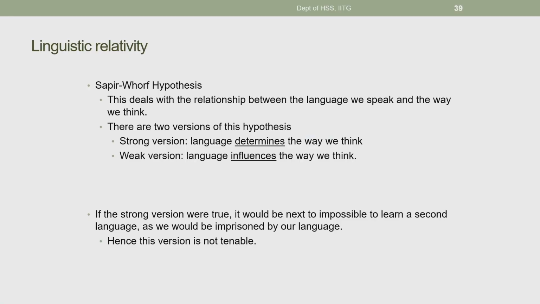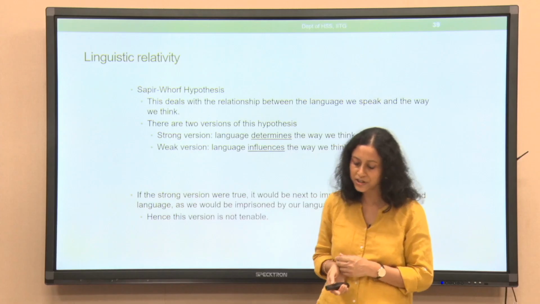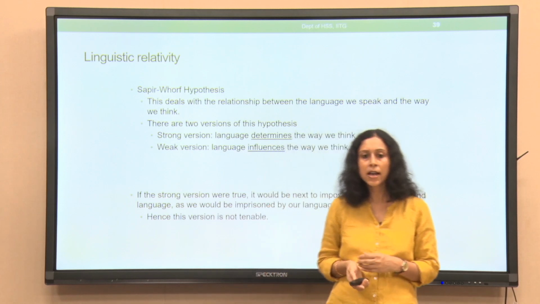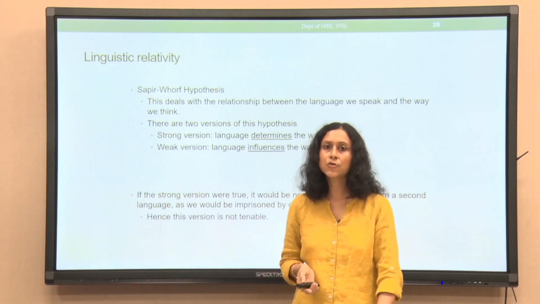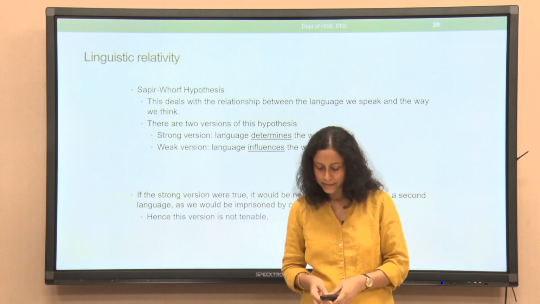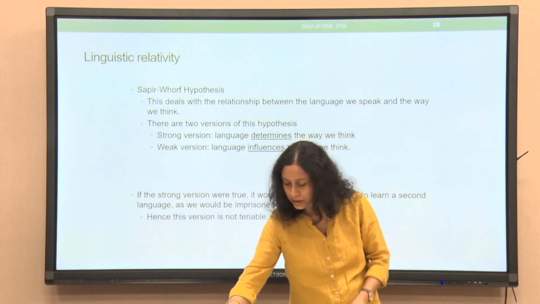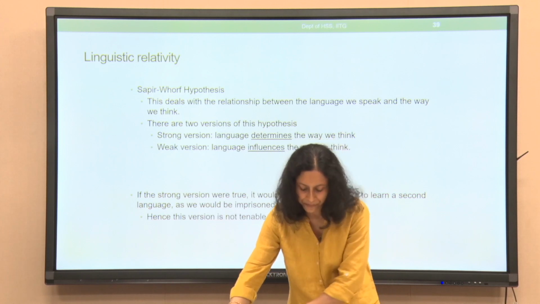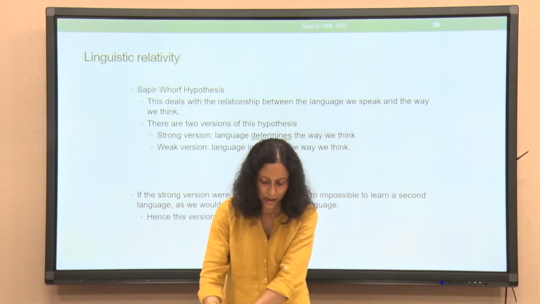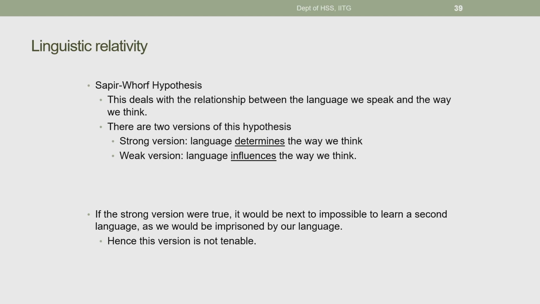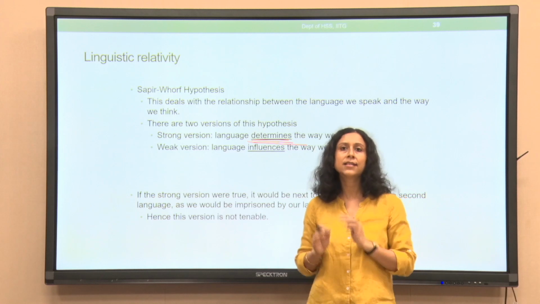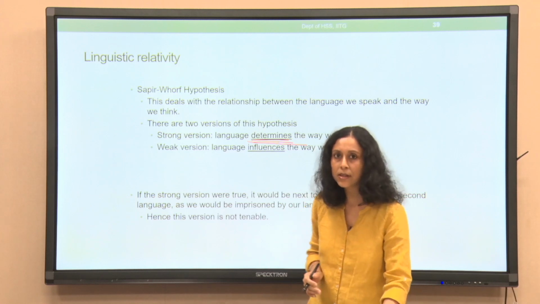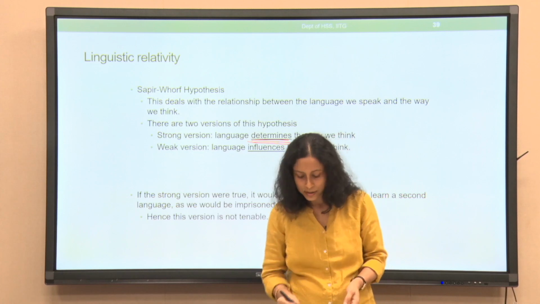We already know that the Sapir-Whorf hypothesis talks about this kind of relationship between the language we speak and the way we think. It has two versions, as we will see. The strong version of the hypothesis says that language determines the way we think. So, it is a deterministic role that language has. This is the strong version: a very strong claim that the language we speak decides. This is the only glass through which we look at the world.